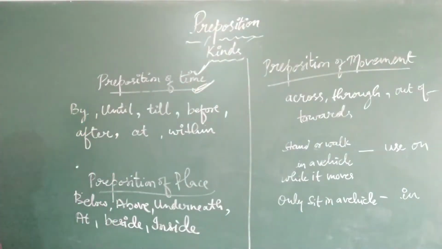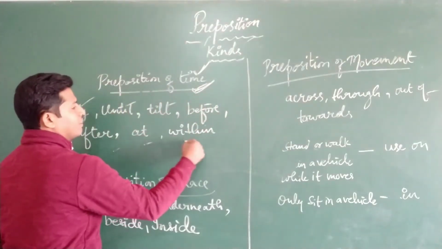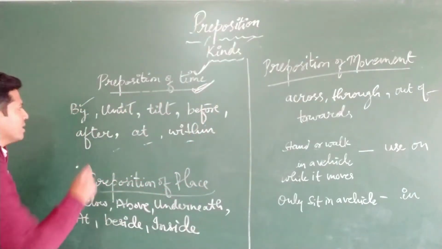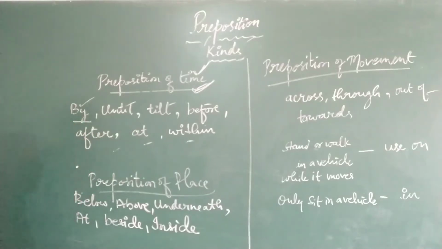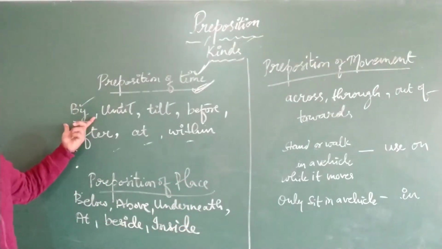There are certain prepositions of time like by, until, till, before, after, and within. Let's understand one by one. By, when we say, I will return by 4 o'clock. We are giving a limit. So for time, we can use by.